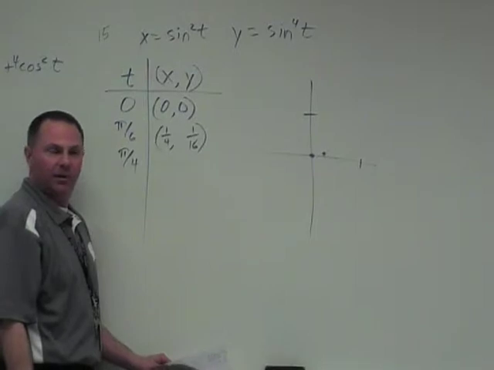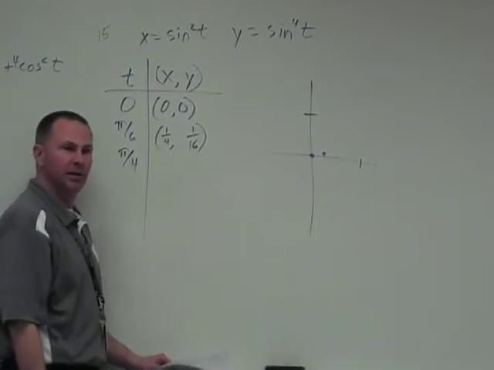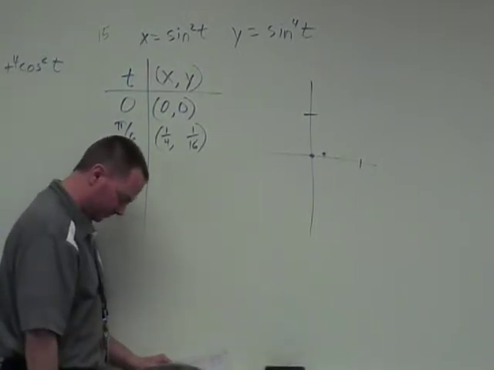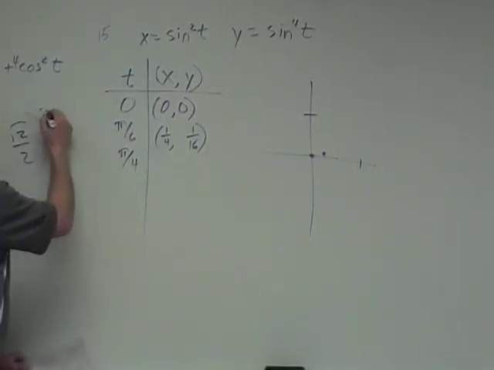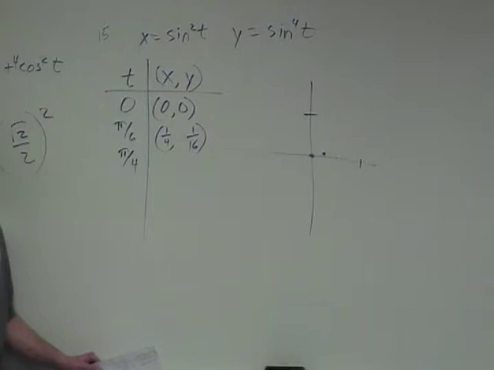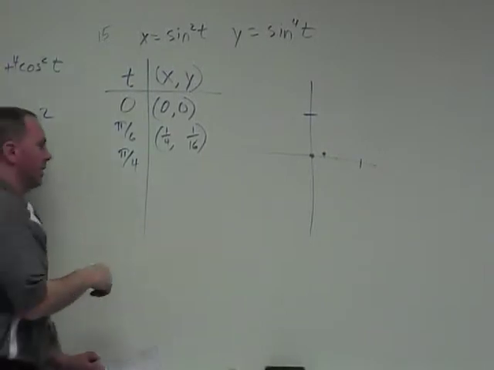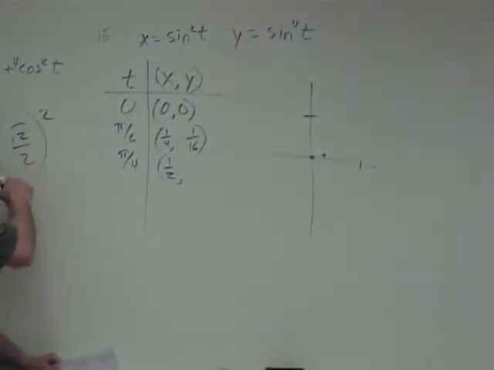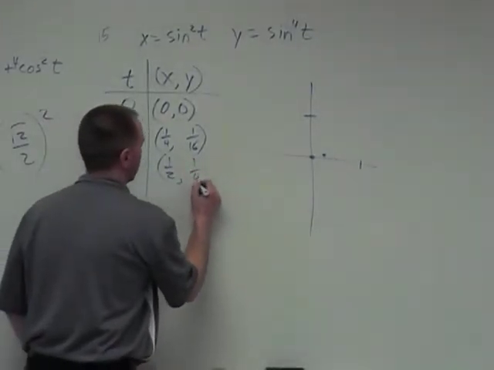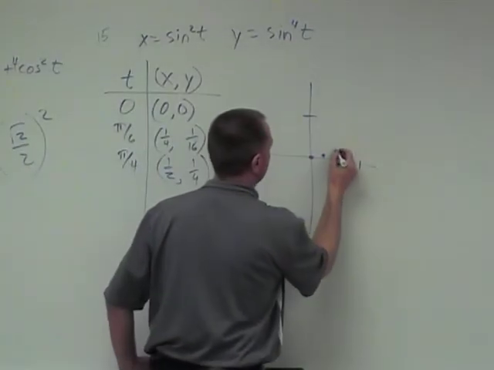Radical 2 over 2 squared. What happens when you square a square root? It becomes 2 over 4, which is 1/2. And then to the 4th, so 1/2 times 1/2 is 1/4. So at 1/2, we are at 1/4.